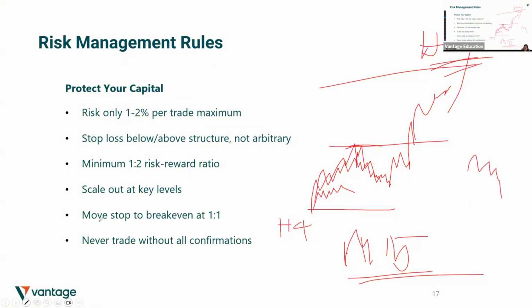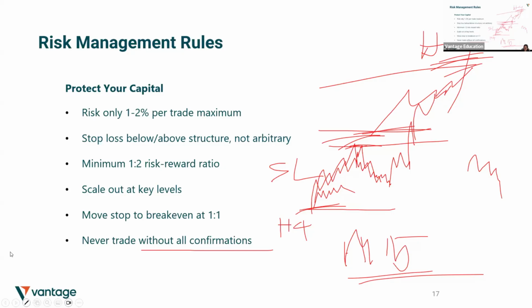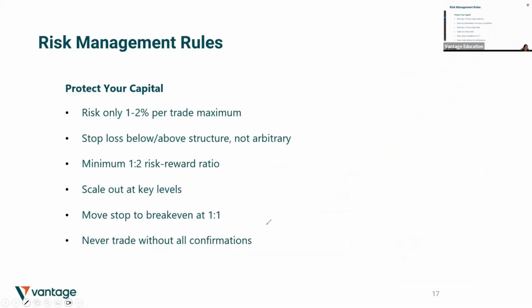Okay, move stop to break even at 1 to 1. Let's say you buy here. Price has broken above the resistance level, which is M15. You can shift your SL to above here and then continue for price to rise. Never trade without all confirmation. That's why I say confirmation is very important. Wait for confirmation and then you execute your trade.